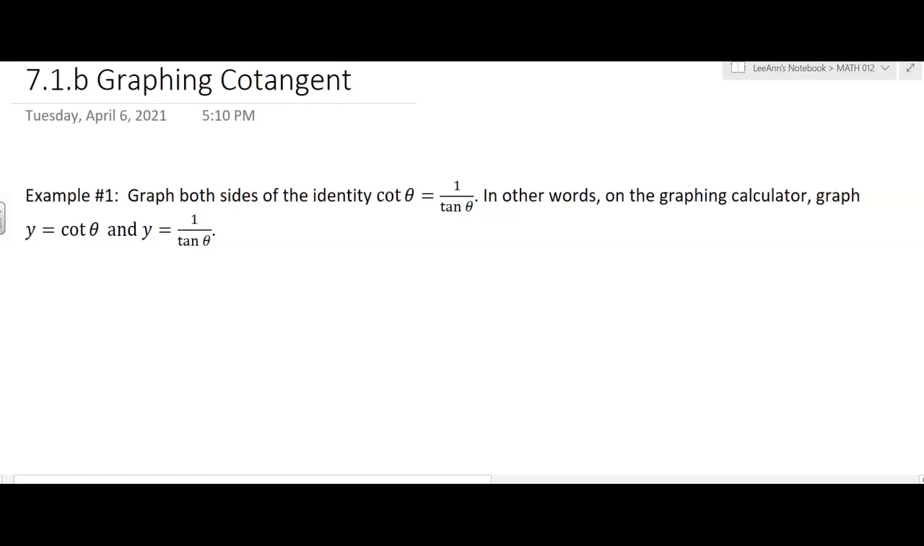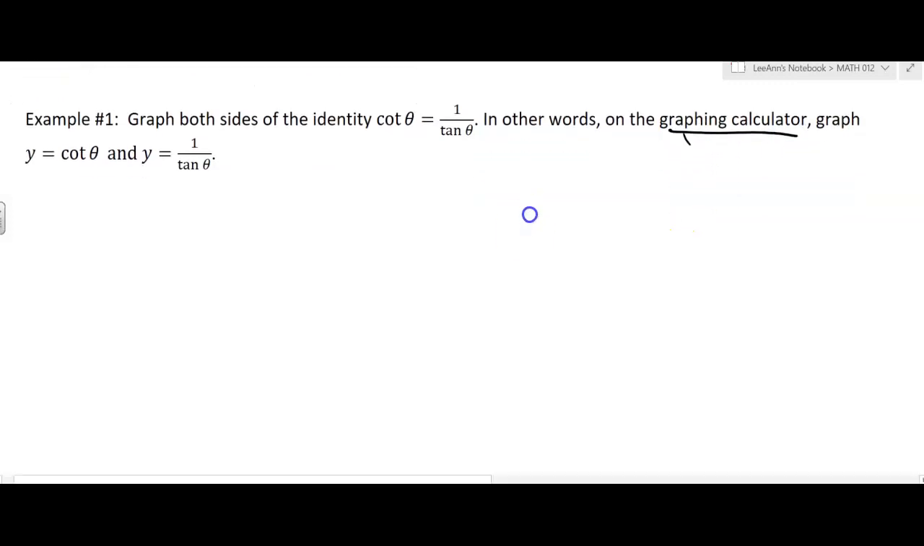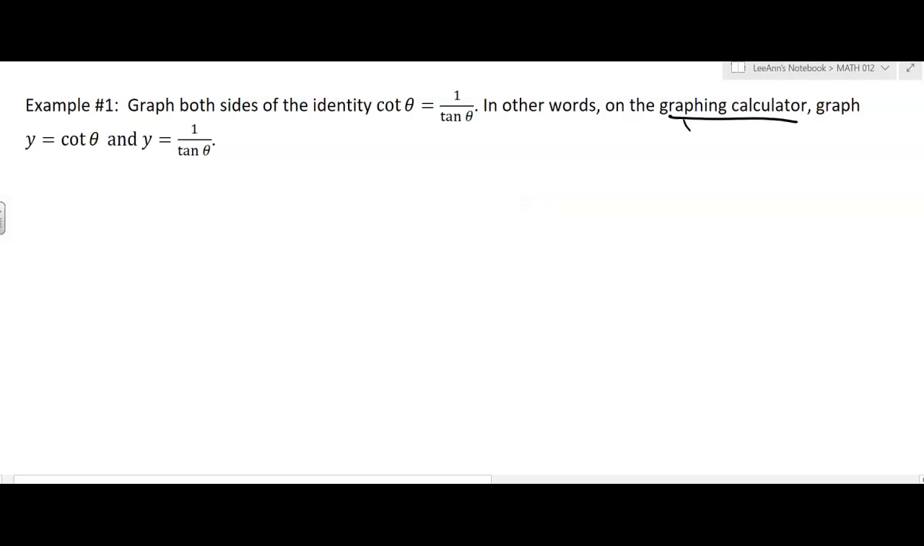Okay, so this is the first example they have in the textbook, and I'll be honest, I don't think this problem really works well for me. They want you to do it on a graphing calculator, but that would just give you practice in using your graphing calculator. What I'll go ahead and do, it says graph both sides of the identity. Well, we already know that cotangent theta equals this, so the graphs should come out the same.